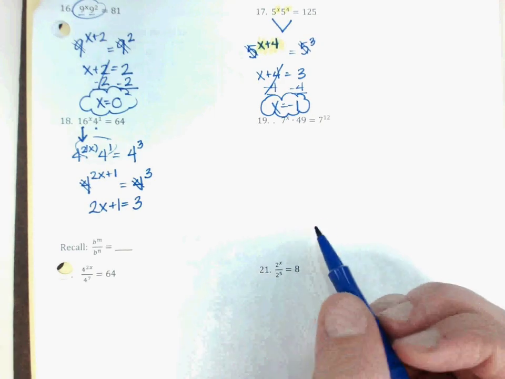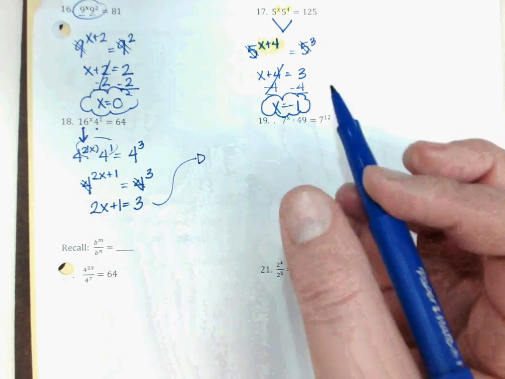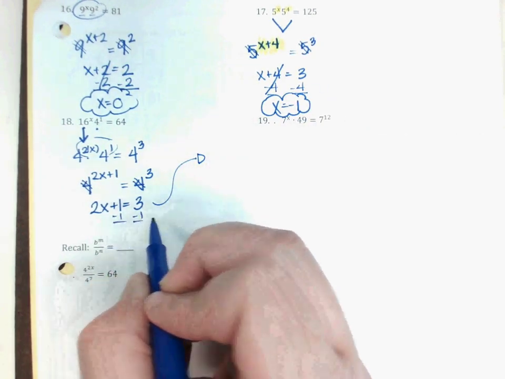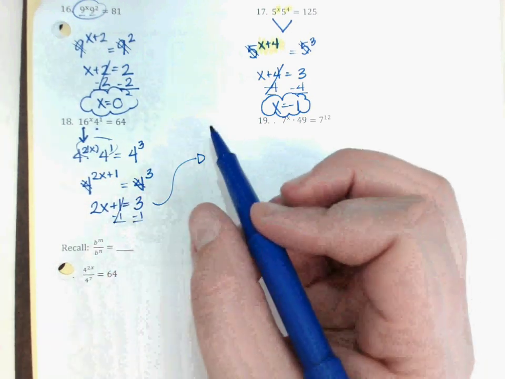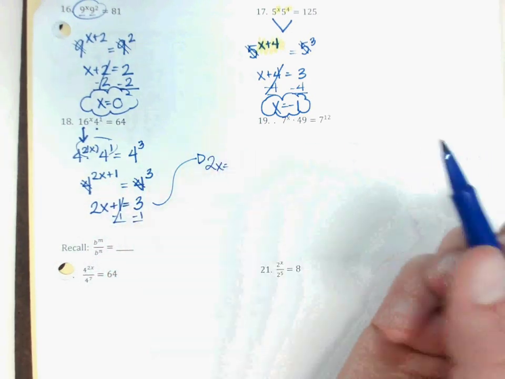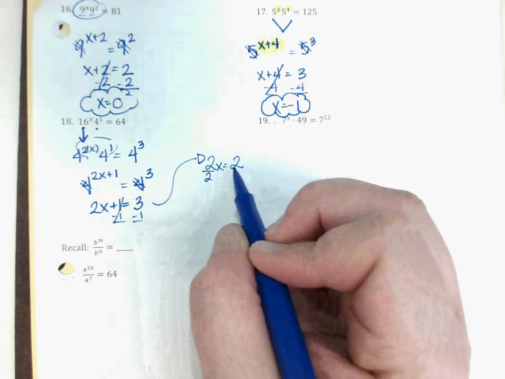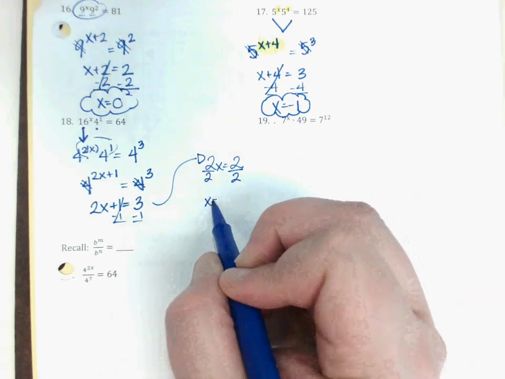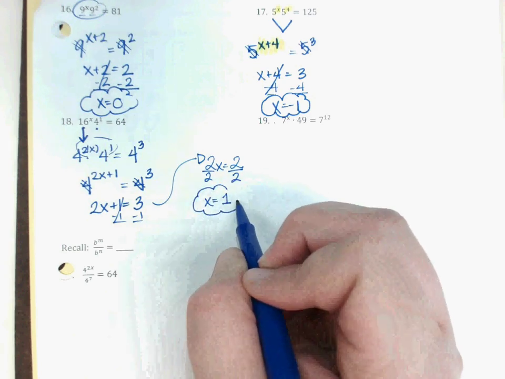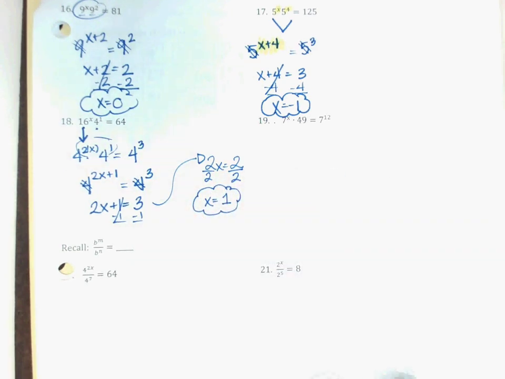What do I do with the plus 1? Subtract 1, subtract 1. My 2x comes down. What's 3 minus 1 left over? 2. And then last step? Divide by 2. 2 divided by 2 is 1.